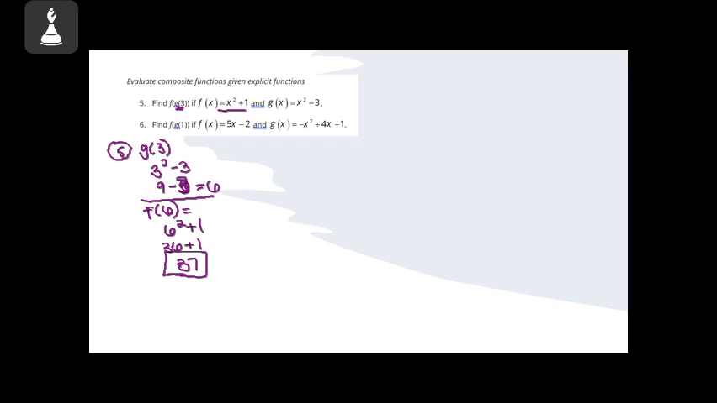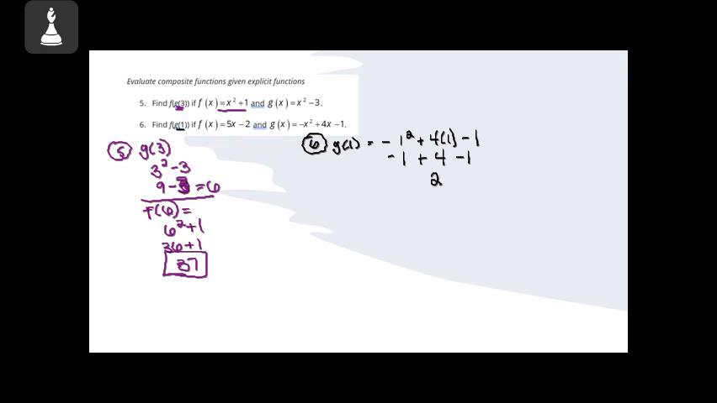Number 6 wants us to find f of g of 1 if our function f is 5x minus 2 and function g is the opposite of x squared plus 4x minus 1. So we're going to start with the inside piece, g of 1. So g of 1 makes the opposite of 1 squared plus 4 times 1 minus 1. So the opposite of 1 squared, well, 1 squared is 1. Carry down the opposite sign, so negative 1. Plus 4 times 1 is 4, minus 1. Negative 1 plus 4 is 3, minus 1 is 2.